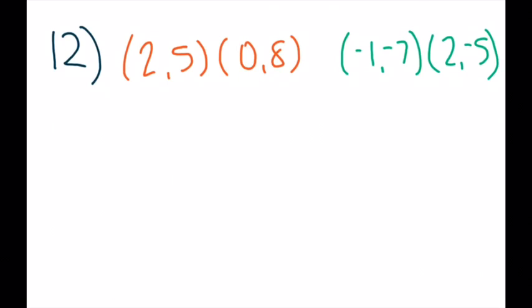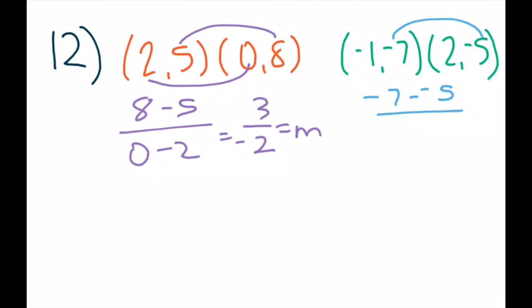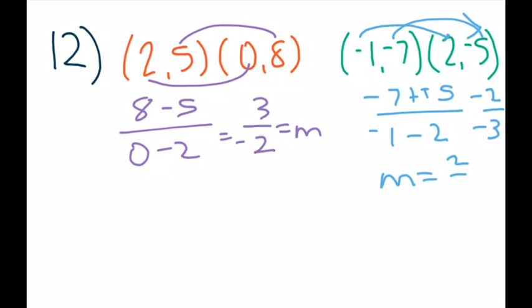Okay, number 12. The slope, we're going to say 8 minus 5 over 0 minus 2. So that's 3 over negative 2. So that's the slope for that one. The next one is negative 7 minus negative 5. Remember, it doesn't matter what order you subtract these in as long as you're consistent. So if I say negative 7 minus negative 5, then I have to do negative 1 minus 2. So that's going to be negative 2 over negative 3, and a negative divided by a negative is positive. So this slope is positive 2/3.